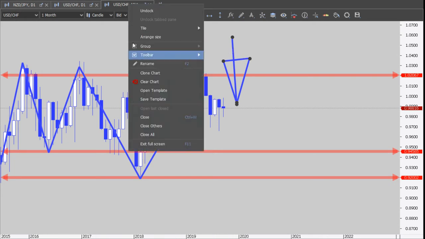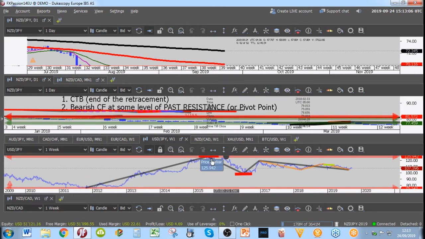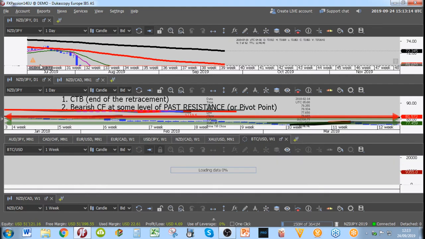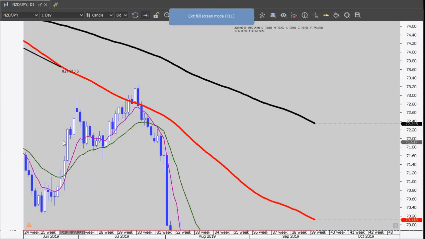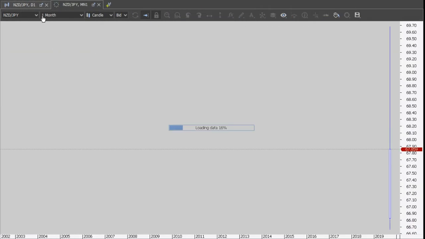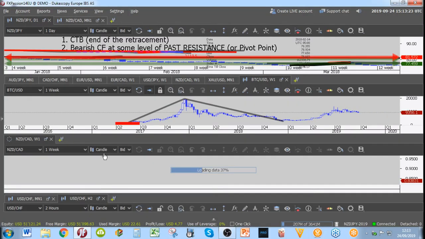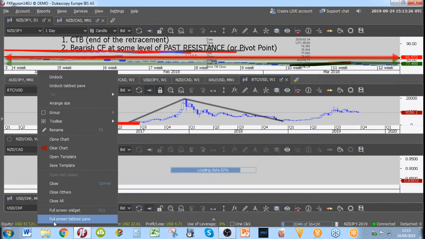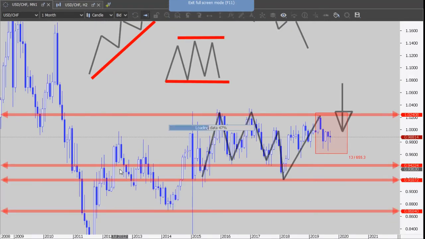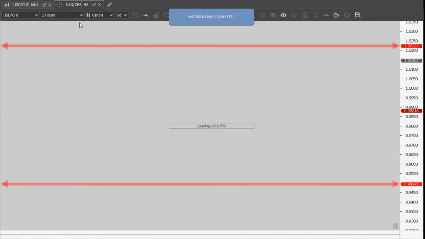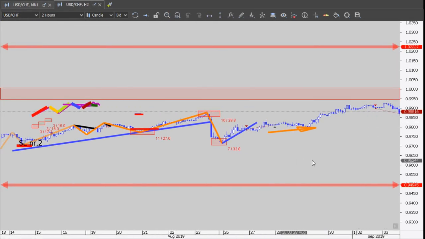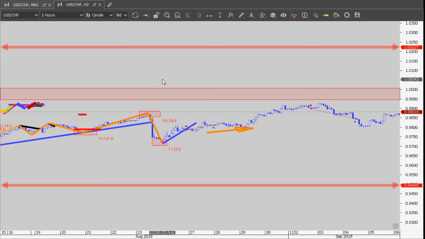Okay, so let's go back. And where are we? NZDJPY, NZDCAD, CADCHF, USDJPY, not here. This one, let me see. Is it this one? So exit full screen, let me see. Oh, there you go. Okay, let's wait to refresh. So this is why we are shorting the market. There you go.